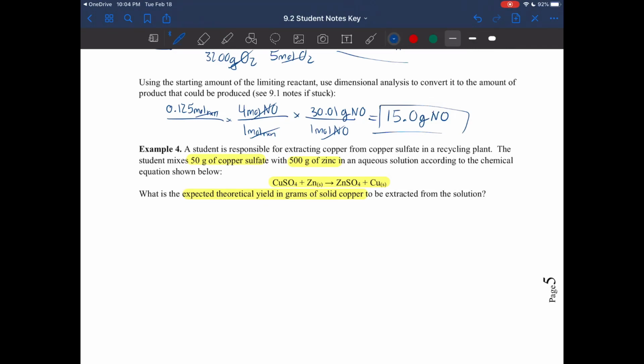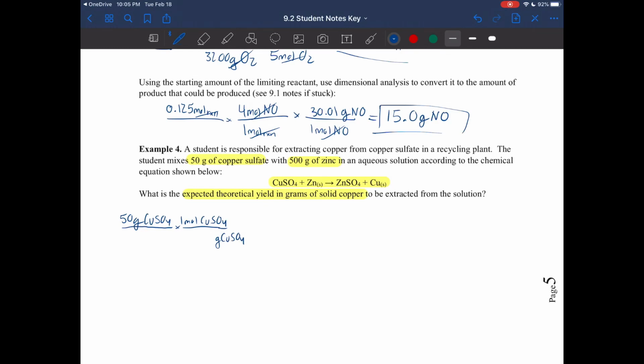Okay. So let's figure out our limiting reactant, and based on our limiting reactant, let's figure out the theoretical yield of solid copper in grams. First things first, limiting reactant. Let's start with these amounts. 50 grams of copper sulfate, the CuSO4. We've got to figure out how many moles there are first. So 1 mole of CuSO4 has a certain number of grams, which I am totally going to figure out right now.